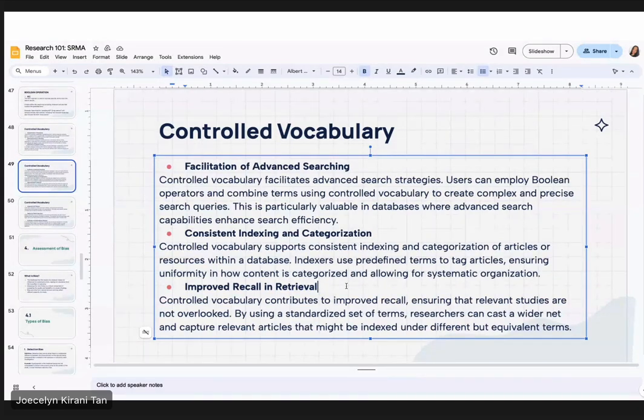And then improved recall and retrieval. Controlled vocabulary contributes to improved recall, ensuring that relevant studies are not overlooked. By using a standardized set of terms, MeSH terms, researchers can cast a wider net and capture relevant articles that might be indexed under different but equivalent terms. So this is just like what we were talking about with the variability earlier. The database knows that you're talking about the same thing if you're using different terms, but it's good to use the MeSH terms because it's what the database itself will use.